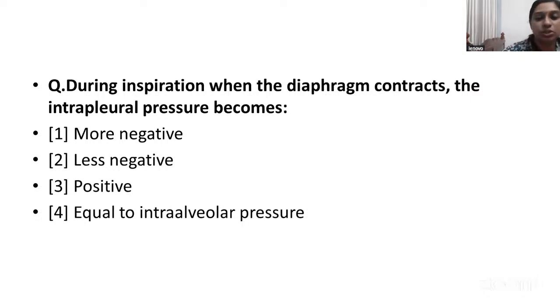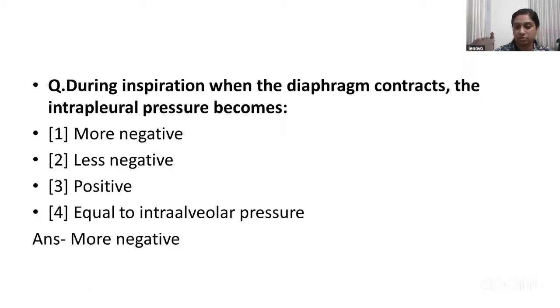First question is, during inspiration, when the diaphragm contracts, the intrapleural pressure becomes. The options are more negative, less negative, positive, equal to intra-alveolar pressure. So what's the answer here? Answer is more negative. Okay, more negative.